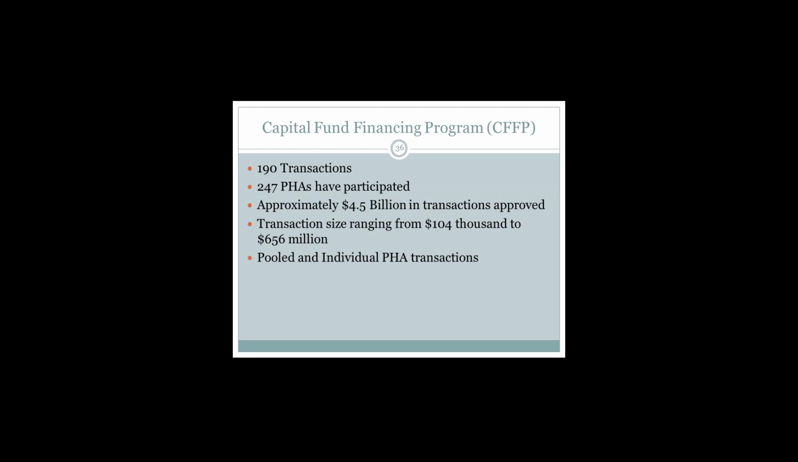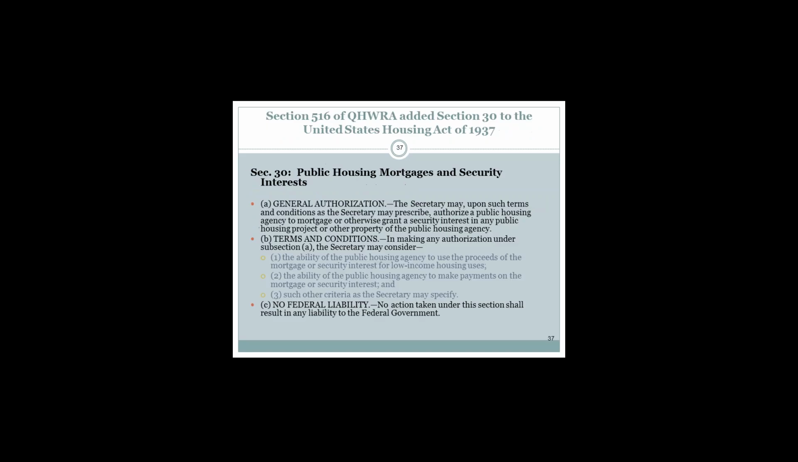Let's talk a little bit about Section 30. Section 30 was also authorized by QRWRA, and it basically allows public housing authorities, obviously with HUD approval, to mortgage and grant a security interest in public housing property or other property of the housing authority. So basically, that's physical property, the operating subsidy or future payments of operating subsidy, and tenant rents. And for the first time, it's saying that public housing property could be used to pay debt service, which had never been allowed before. And this is typically approved by the mixed finance team when they enter into a transaction like this.